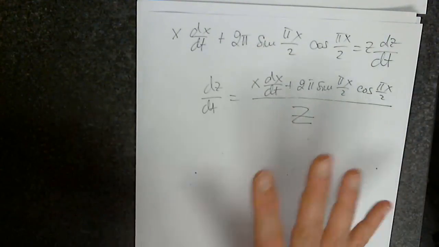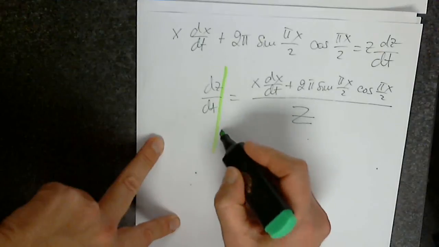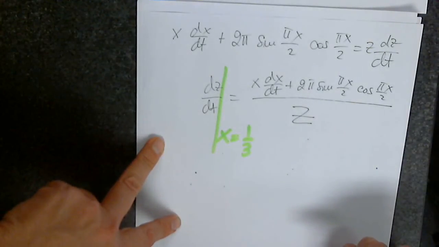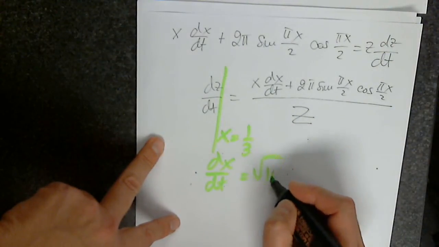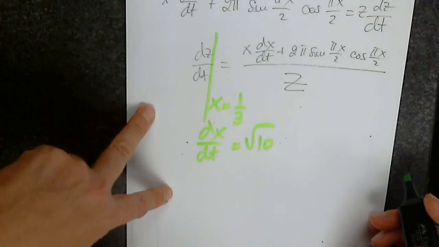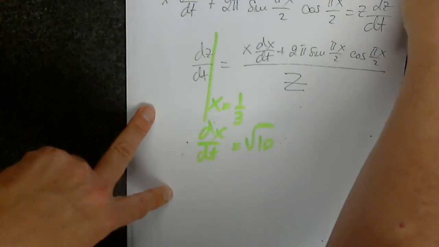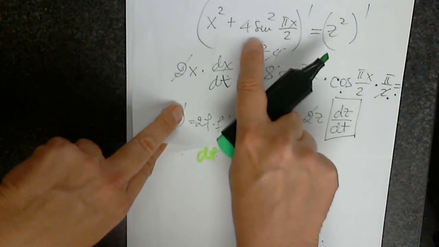Is this equation okay? Okay. So now what we are given is x equals 1/3, dx over dt is the square root of 10. I have to find dz over dt. So here's how I find z, by taking square roots from both sides.